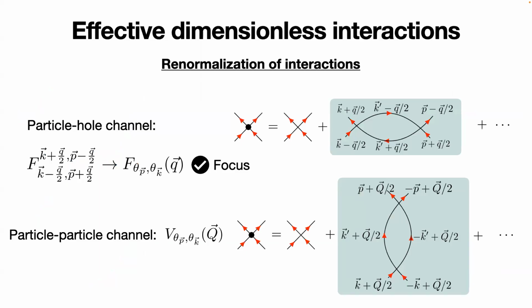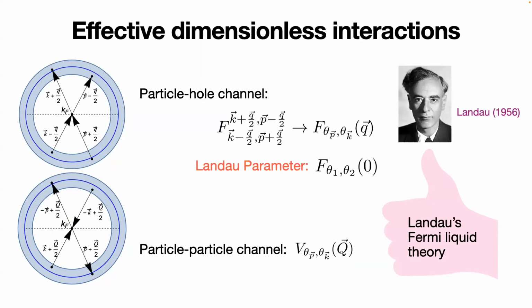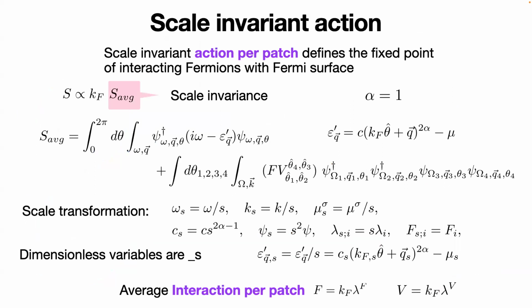Is alpha equal to 1? Yes. So alpha equal to 1 is important in the sense that this volume should depend on alpha.